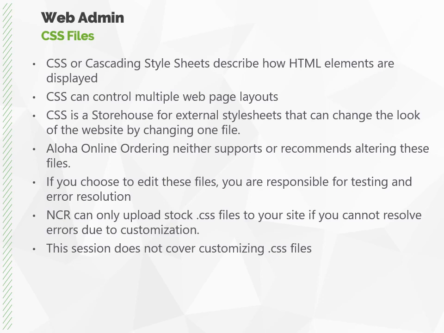CSS files. CSS, or Cascading Style Sheets, describes how HTML elements are displayed on the website. CSS can control multiple web page layouts and is the place where external style sheets are stored. External style sheets can change the look of the entire website by changing one file. If changes are not made correctly, it can have adverse effects on your website.